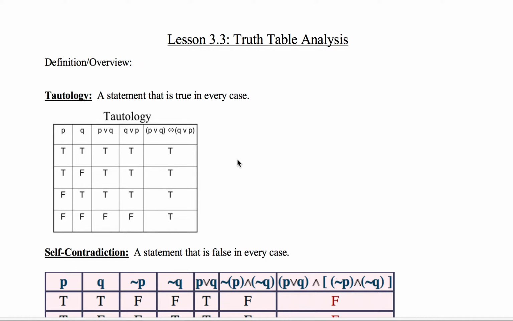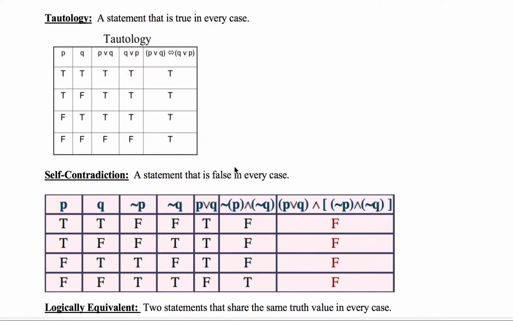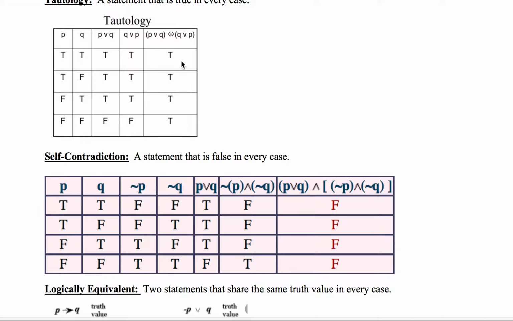So what we want to do in 3.3 is review some terminology that we talked about in class. Basically we have 4 definitions that we need to remember. We have a tautology, which means that the statement is true in every case. So when you do your truth table, the final column has nothing but truths in it if it's a tautology.